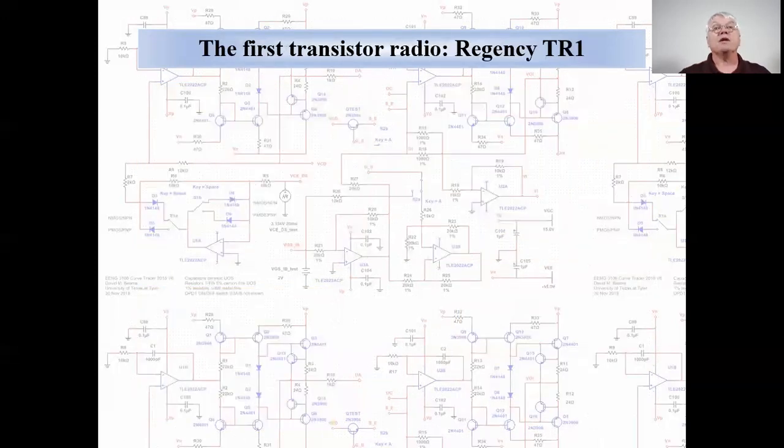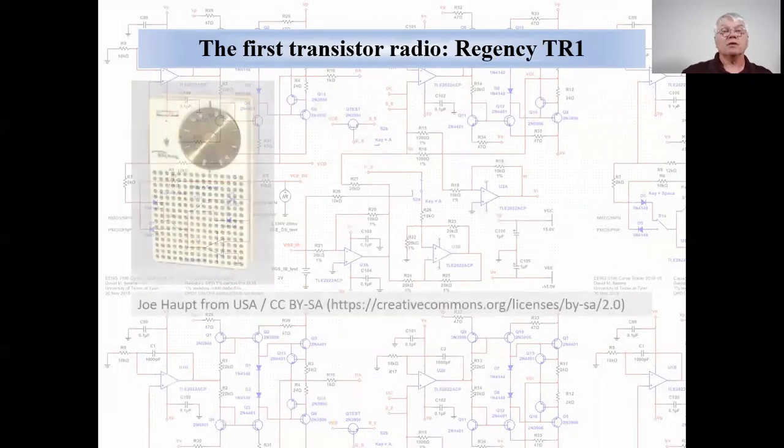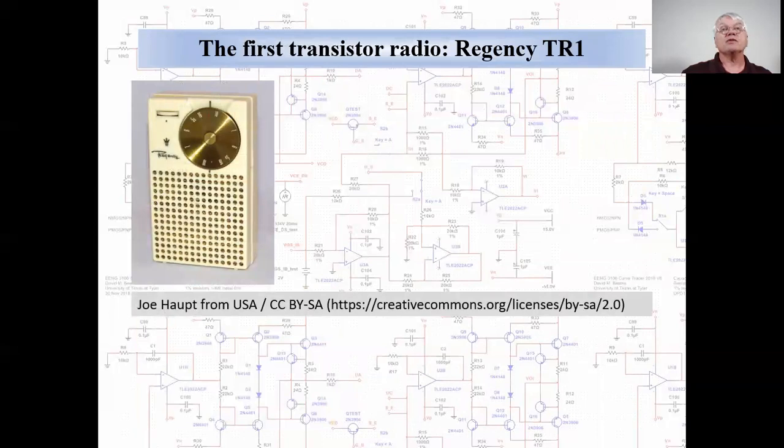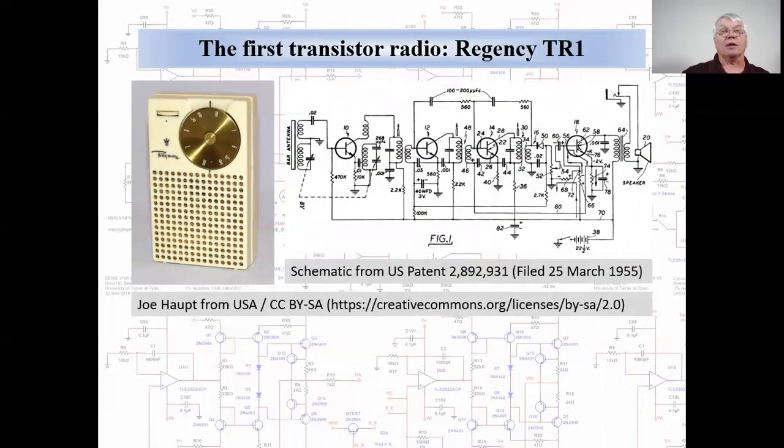The transistor radio was one of the first commercial applications of the transistor. This is a photograph of the Regency TR1, the world's first transistor radio. This is its schematic diagram. Don't worry if you can't decipher much from it at this point. At the time you graduate, it'll make a lot more sense.